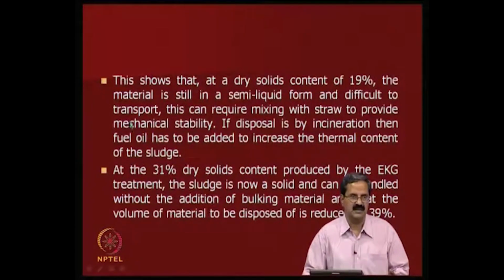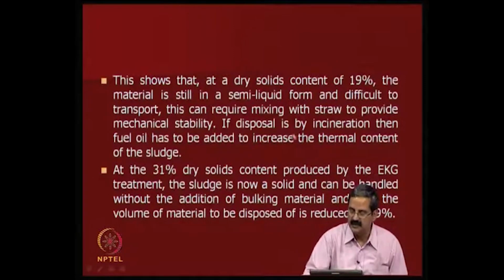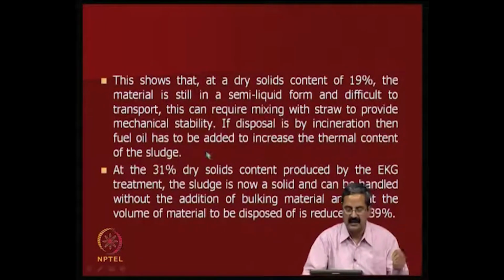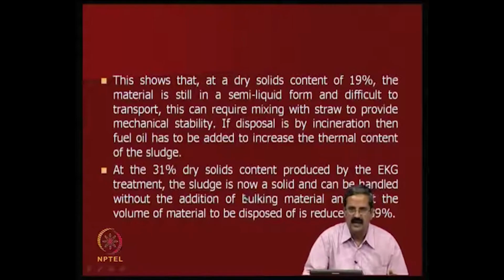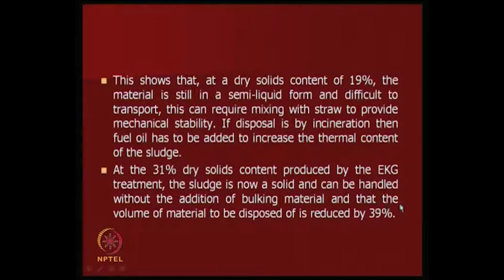So, people add fibers to improve handling, because you can't just burn it or start heating it. If disposal is by incineration, then fuel oil has to be added to increase the thermal content of the sludge, so that there is a material to be burnt and its rate of reaction increases. Whereas if you use the electrical method, you have 31% dry solids content produced by the EKG. The sludge is now a solid and can be handled without the addition of bulking material, and the volume of the material reduces by 39%, which is quite good.